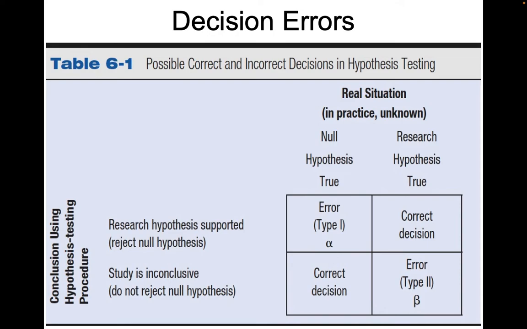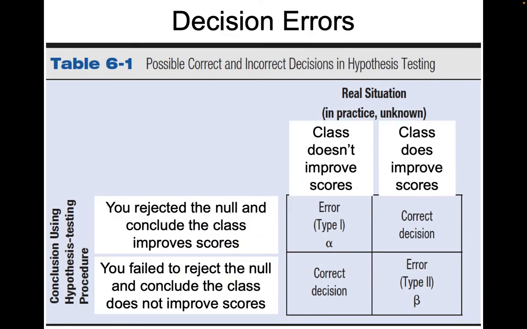of error versus another. If we go down to that second row, we would have a conclusion that our study is inconclusive, because we fail to reject the null hypothesis. Now, if the null actually is true, and our class, our treatment, our intervention really doesn't work, it would be correct to conclude that. But if our research hypothesis is true, our class does have an effect, our intervention does have an effect, our training works, whatever it is, we'd be making a type 2 error in that case, saying that our results are inconclusive, but it really does work.